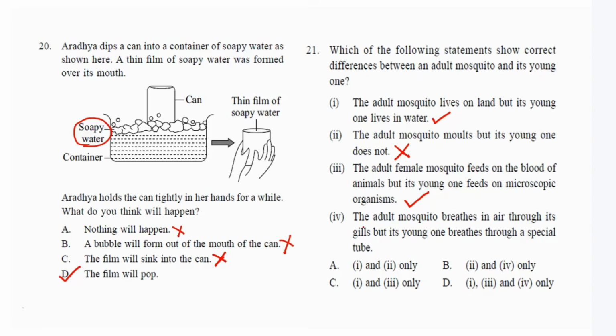So this is correct. The fourth option says the adult mosquito breathes in air through its gills, but its young one breathes through a special tube. So mosquitoes, they don't have gills, right? They don't have gills. So this is a wrong statement. So here we can see the correct statement is point 1 and point 3. So our answer is option number C, right?